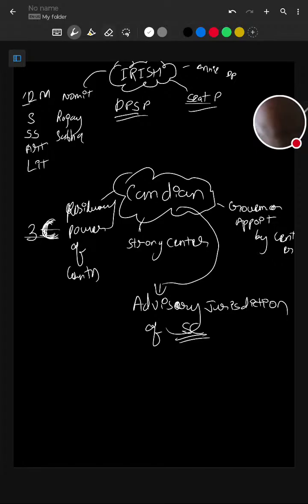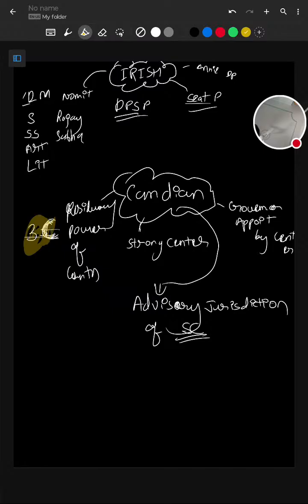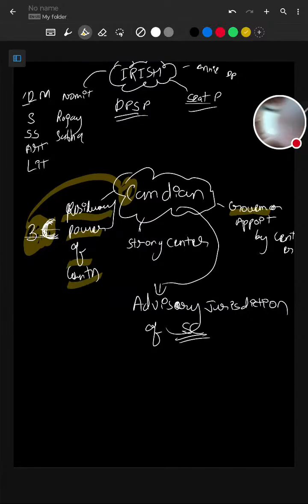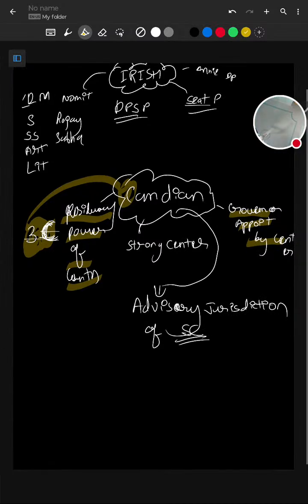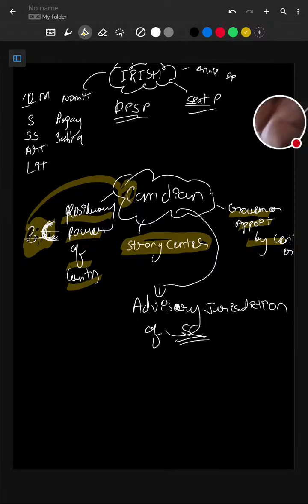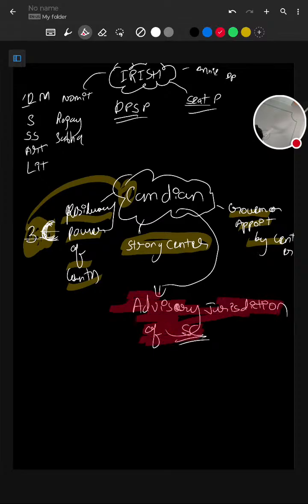Okay. So review of Canada is three C's. You could remember the main thing for Canada. Canada is for C only, right? So first is residuary power of the center. Next is governor appointed by center. Next is strong center with the good federation. Now the main part of Canada is advisory jurisdiction of the Supreme Court. How much advice can a Supreme Court give under its power? Jurisdiction means aukat, right?